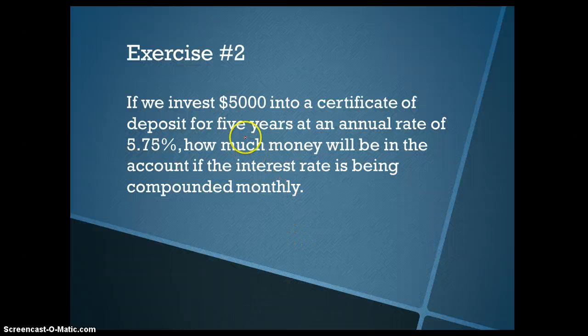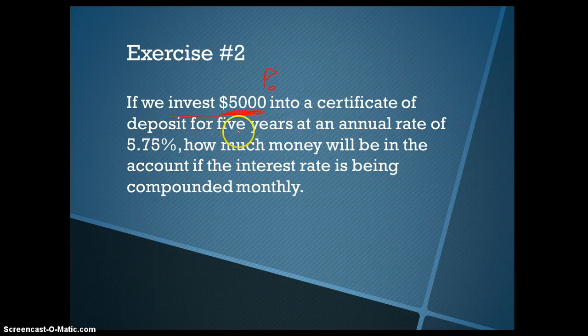Let's try a discrete problem. If we invest $5,000 into a certificate of deposit for 5 years at an annual rate of 5.75%, how much money will be in the account if the interest is being compounded monthly? Right away we notice our initial investment is $5,000, so we're going to want to hang on to that one and call that P naught.